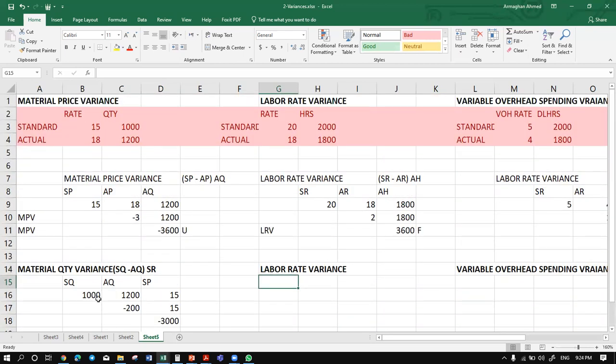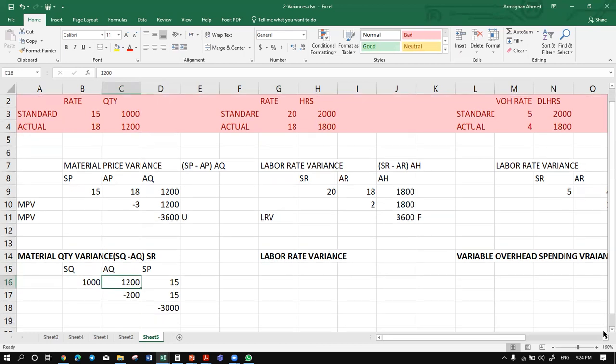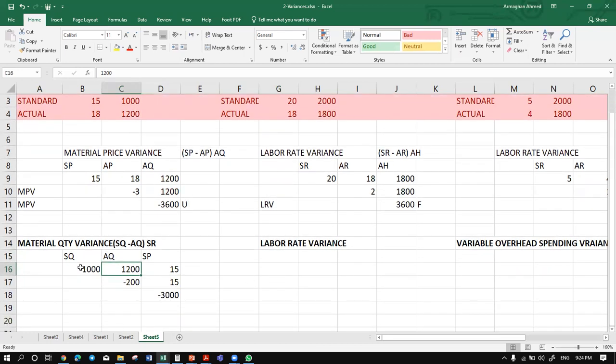You can see we are using more hours, right? More quantity of raw material we are using, right? So remember here we are assuming that the same number of finished goods they are making. This is material quantity.